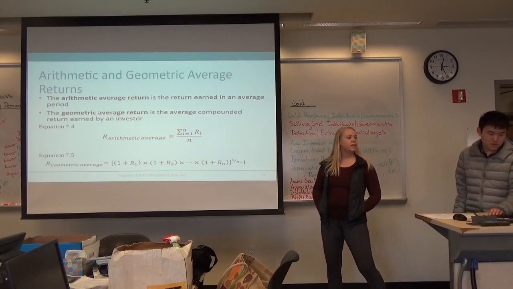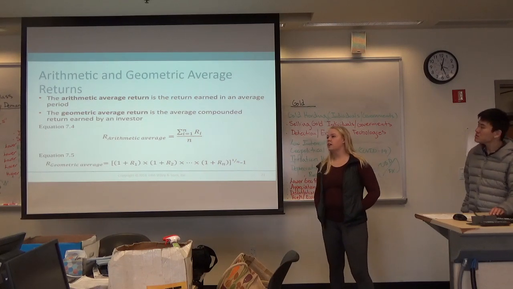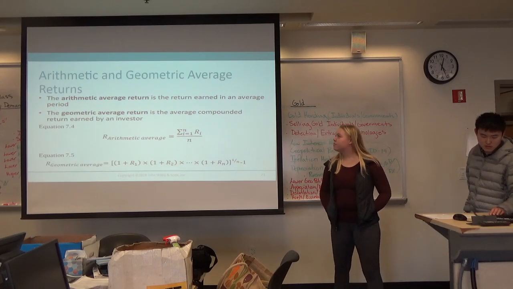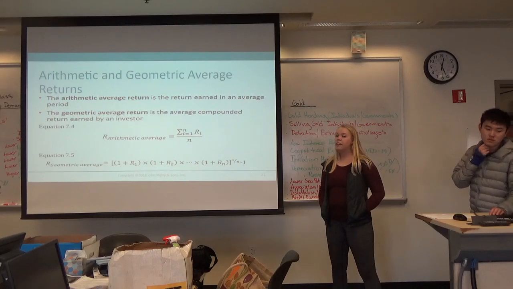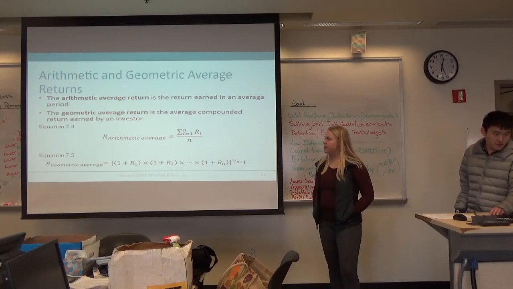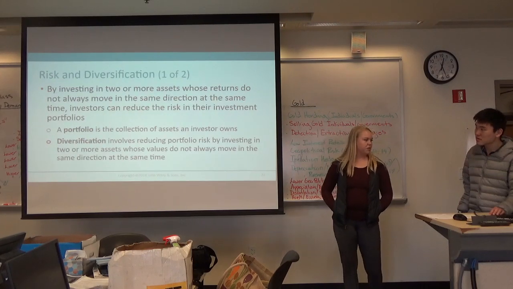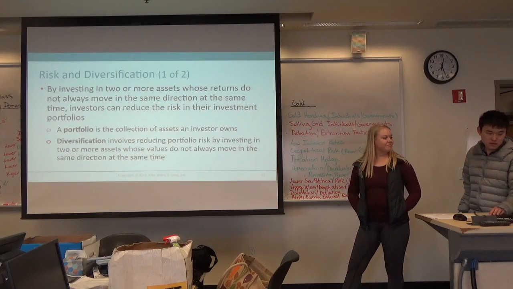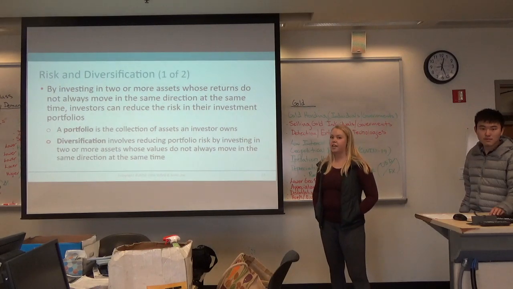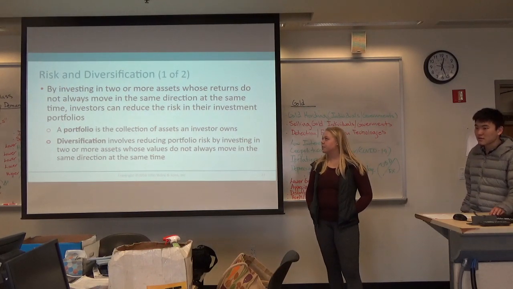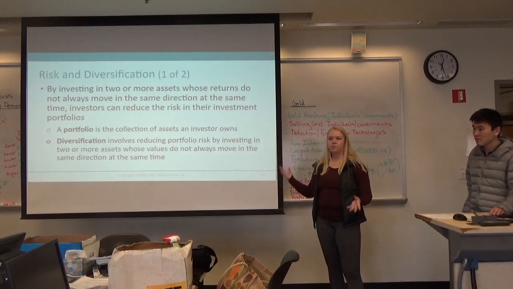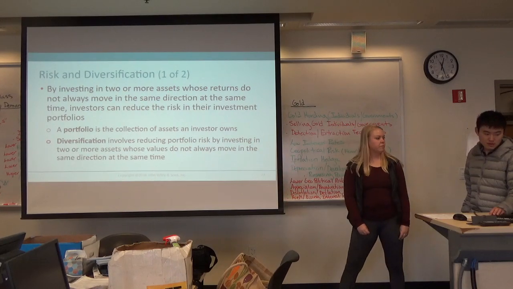So the arithmetic and geometric average returns, we had to do this in our pre-test, so we should all know this. The arithmetic average return is the return earned in the average period. The geometric average return is the average compounded return earned by an investor. So that's our equation, but for investing in two or more assets, these returns do not always move in the same direction at the same time. Investors can reduce the risk in their investment portfolios. I think we all know what a portfolio is, and that you want to diversify your portfolio so you don't put all your eggs in one basket and risk losing a lot of money.